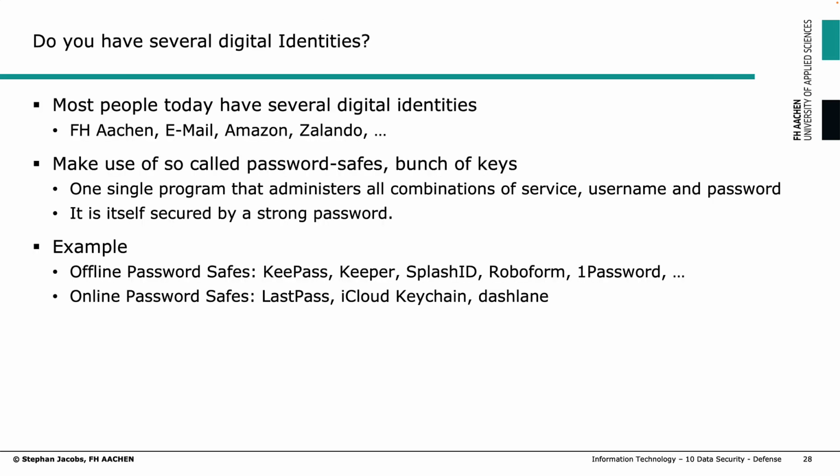Still, we face a problem if you have several digital identities. Simply think about how many you have. So probably 20, maybe 50. So we have, for example, FH Aachen, email, Amazon, Zalando, and so on and so on. And even if you now have not so complex passwords which are easy to remember, still it's hard to have 50 different passwords. So here some kind of special software might help.